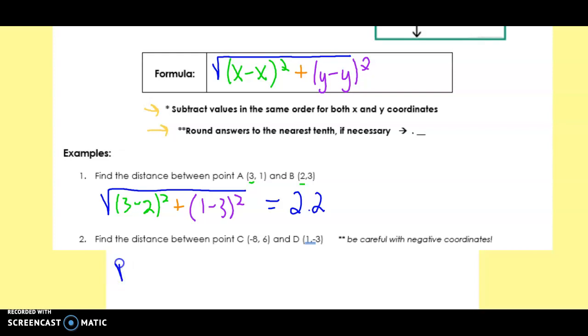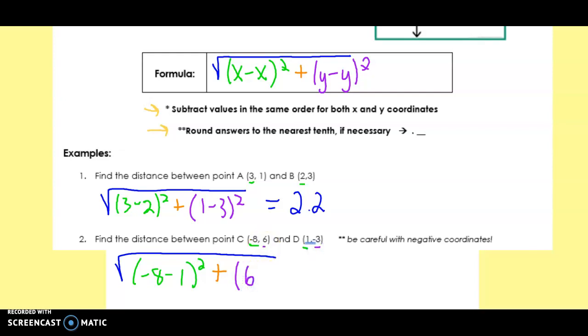So again, I want you to set up your formula. So there's our square root sign. The first thing I'm going to do is subtract my x values. So I'm going to take -8 and subtract 1, square it. My formula tells me I'm putting a plus sign in between there. Then I'm going to subtract my y values. And again, I'm moving from C to D from left to right. So just make sure when you're doing the second subtraction that I'm moving the same direction.